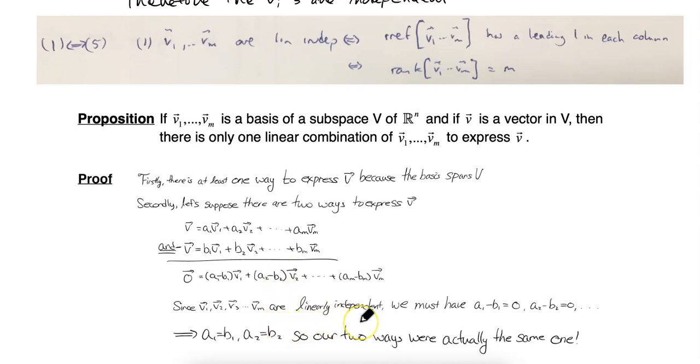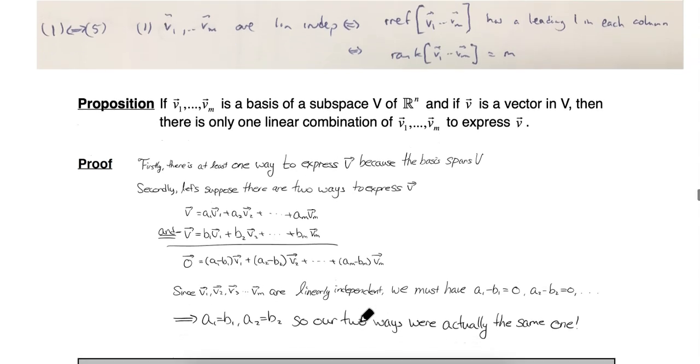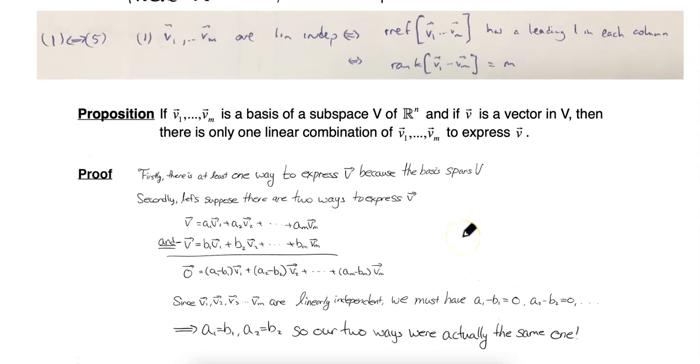So the two ways which we had declared as being different, we now discover that they are the same. It contradicts what we had said at the beginning. And so the conclusion is there is only one way to reach any vector if you have a basis.